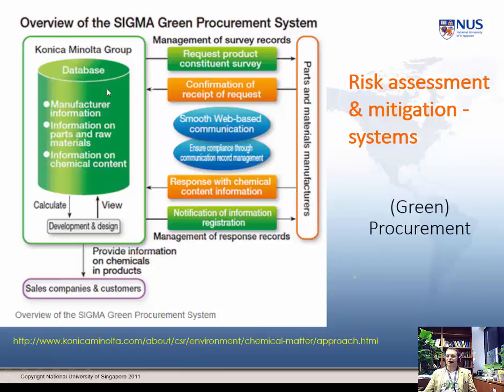Okay, we have all these systems joined up, so you get confirmations of that request. You have smooth web-based communication systems to ensure compliance. And eventually you'll get a response from your manufacturer or supplier, and then the information is registered in your system, so you can establish whether you can use that product. The important thing is you need to have a good database system.